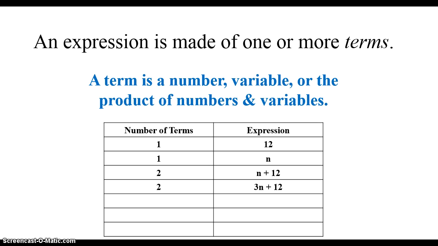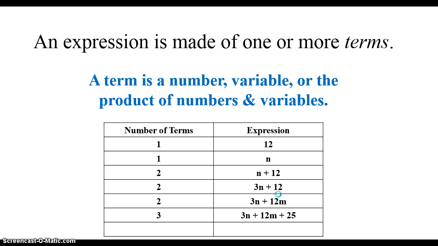3n plus 12, now remember, product of a number and variables represent one term. So 3n is a term and 12 is a term. So any number, variable, or product of a number and variable that comes between addition or subtraction signs represents a term. 3n plus 12m has 2 terms, 3n and 12m.